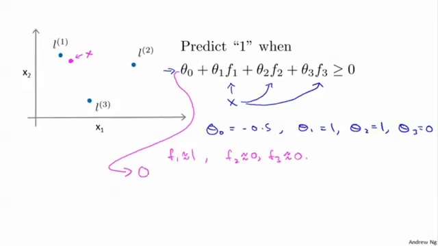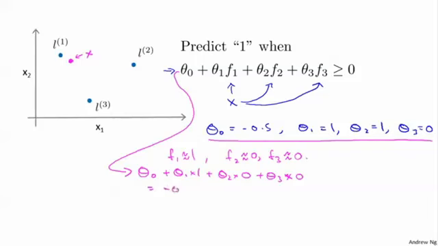So if I look at that formula, I have theta 0 plus theta 1 times 1, plus theta 2 times something close to 0, plus theta 3 times something close to 0. Plugging in these values, that gives minus 0.5 plus 1 times 1, which is 1, and so on, which equals 0.5, which is greater than or equal to 0. So at this point, we're going to predict y equals 1.